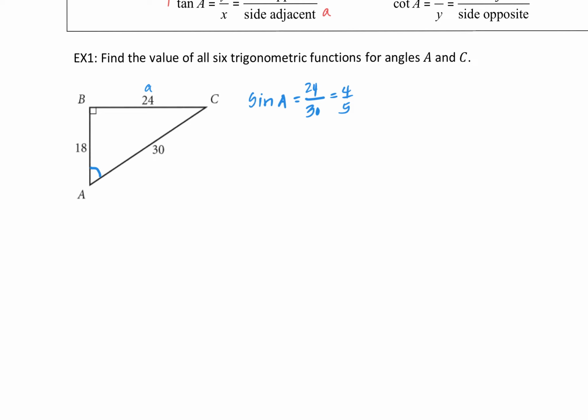Cosine is going to be the side adjacent, which is 18, over the hypotenuse, which is 30. And that reduces to 3/5.